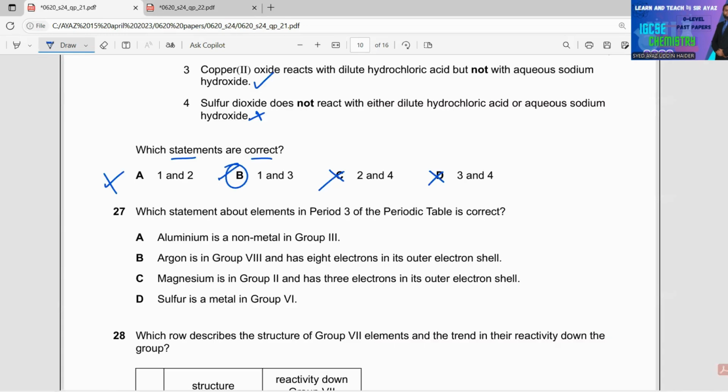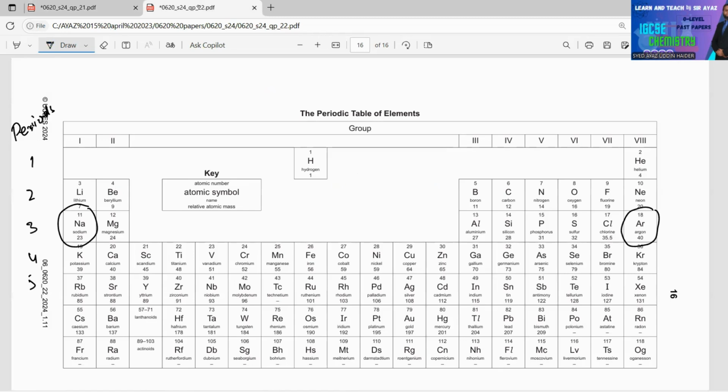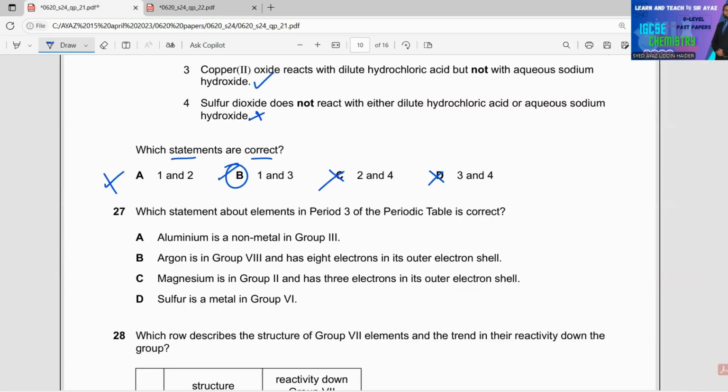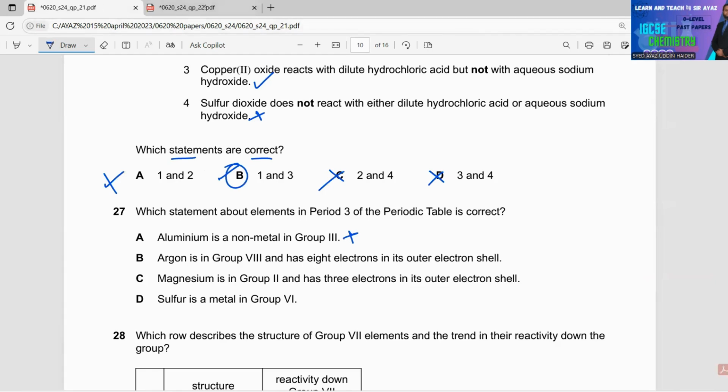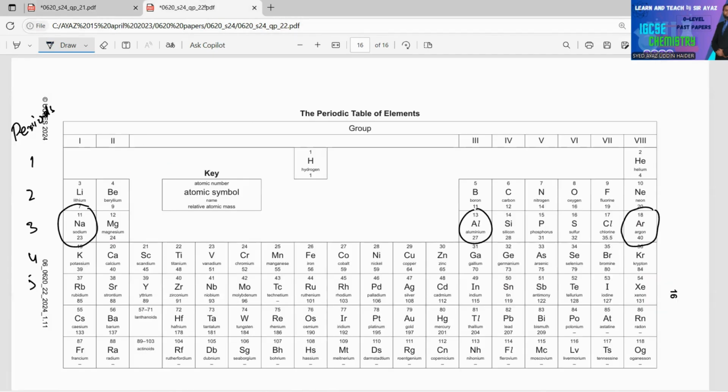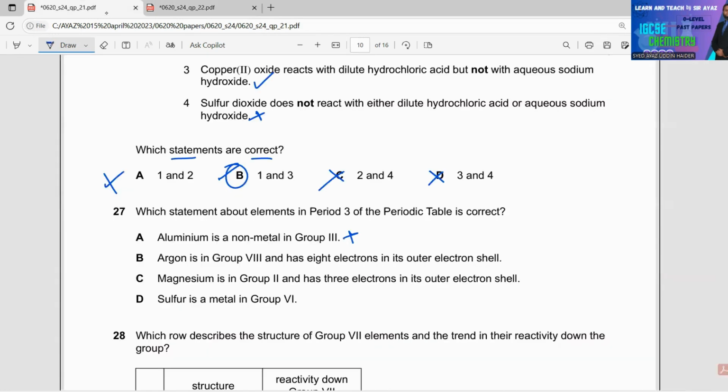A. Aluminum is a non-metal in group 3. In group 3, we have metals. We don't have non-metals. Aluminum is below the staircase line, so aluminum must be a metal. So this is incorrect. It's not a non-metal. B. Argon is in group 8 and has 8 electrons in its outer electron shell. This is correct because argon is in group 8 and it has 8 valence electrons. So this statement is correct.